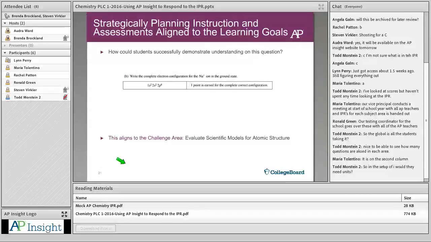Okay, now also in this question, remember there were questions about electron configurations. And so that too, if you thought to yourself, well, I'd really like to just double check on how they're doing there, you might instead go with the challenge area on evaluating scientific models for atomic structure.